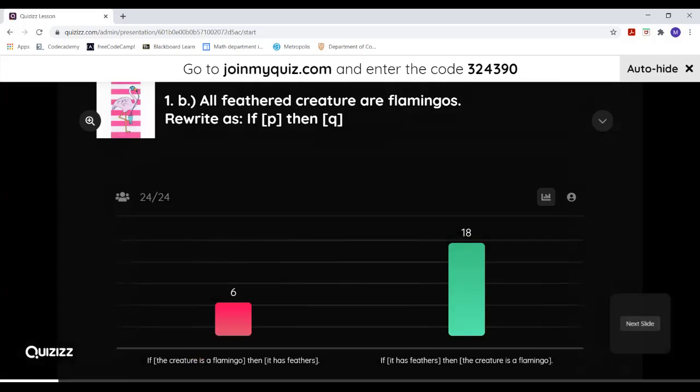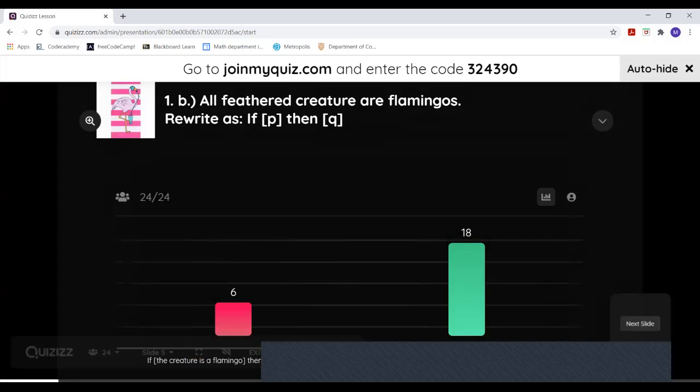All right, so this one is backwards. All feathered creatures are flamingos. So this, I think, is not as good as the previous one. It's not true in reality, but we're saying it. So what we are saying is that all feathered creatures are flamingos. Therefore, if we pick the creature that is feathered, it's going to be guaranteed to be a flamingo.